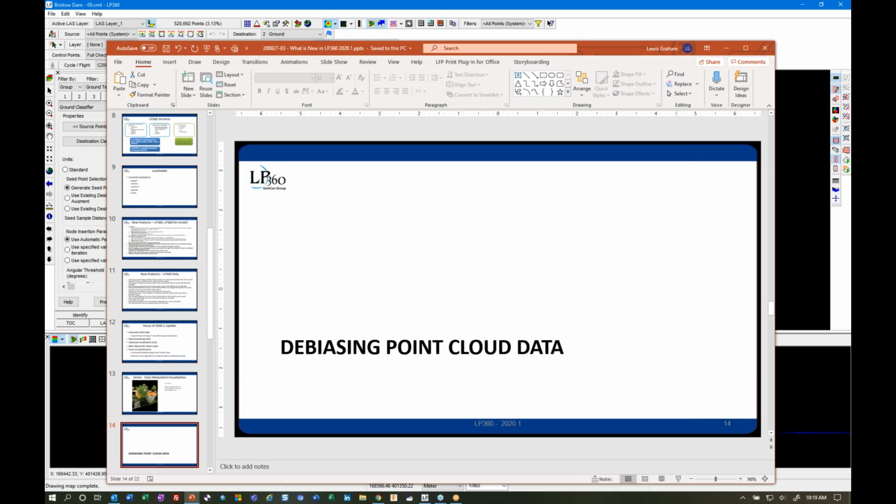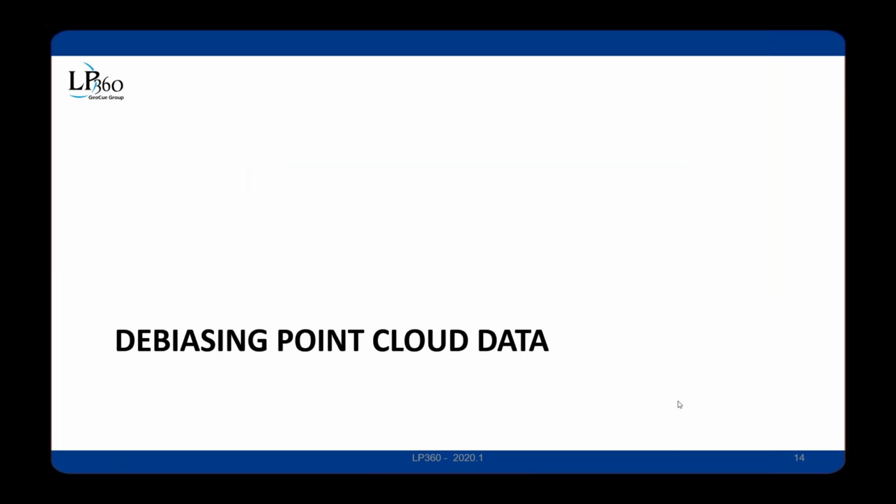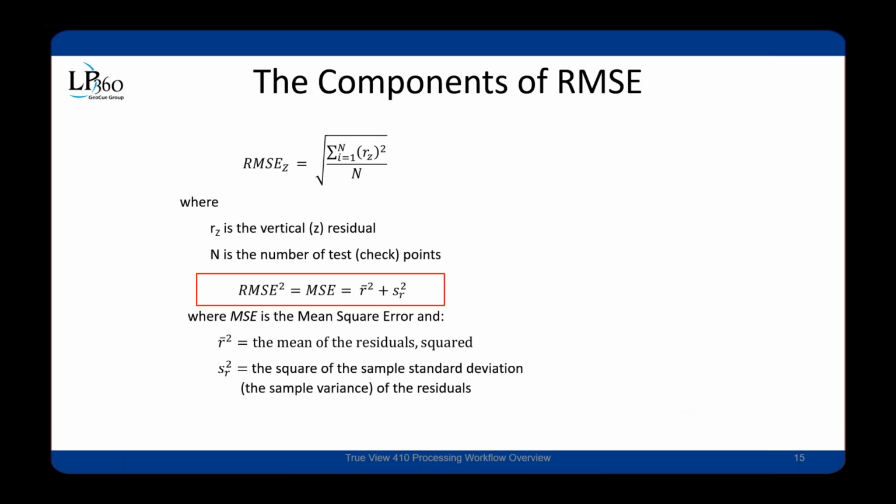So debiasing point cloud data, this is important for people that are doing production work or are doing UAS work. So if you're going to measure the vertical accuracy of LiDAR data, the ASPRS, the American Society for Photogrammetry and Remote Sensing, uses root mean squared error between the LiDAR data and a set of checkpoints to assess the accuracy of the data. And we know that's RMSE vertical Z.